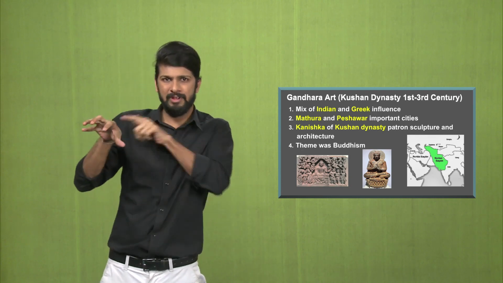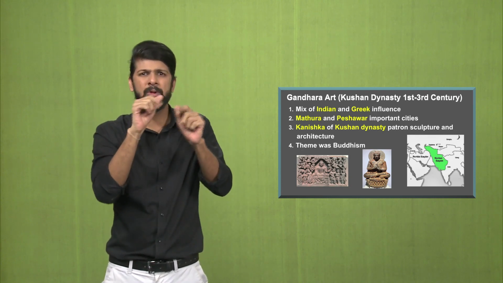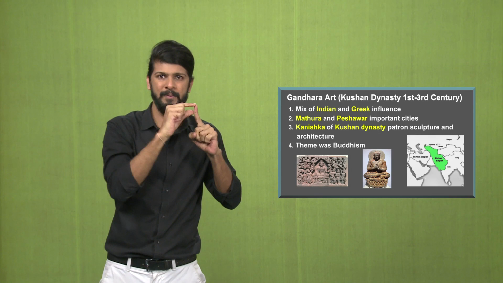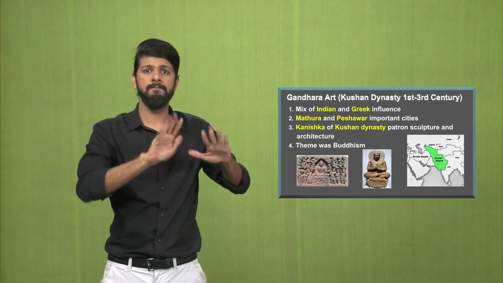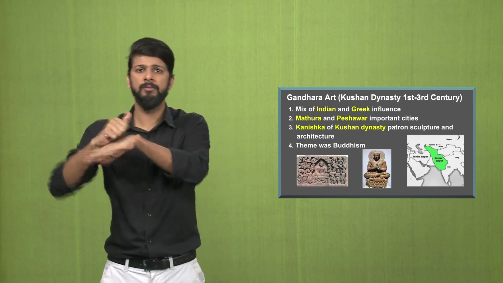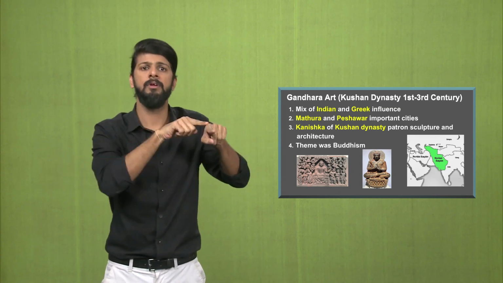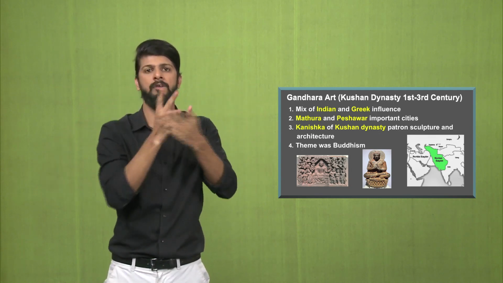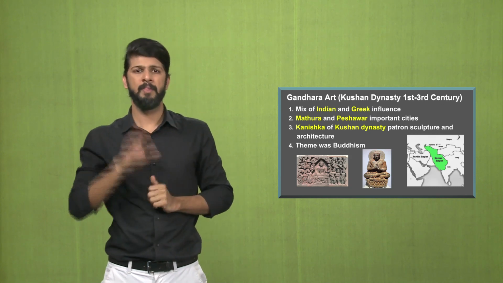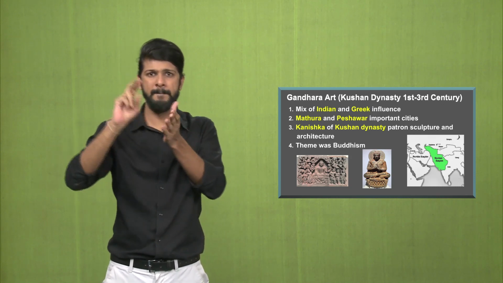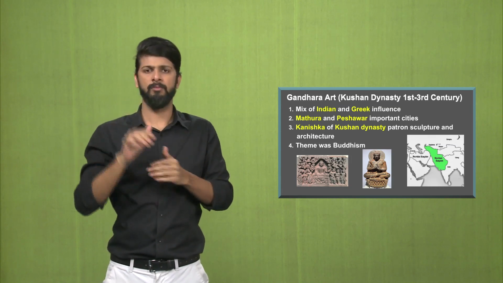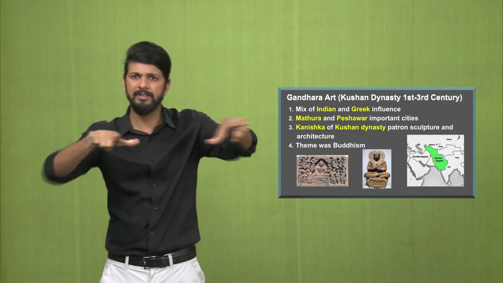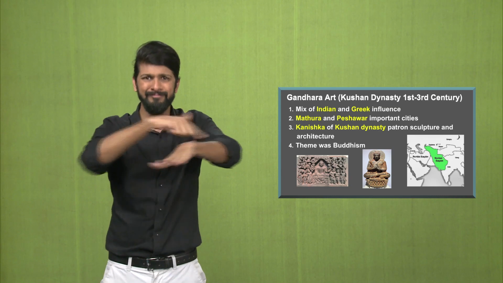The Kushan dynasty had two important cities. One was Mathura and the second one is Peshawar. These two cities were the primary cities where sculpture and artwork developed and flourished at the same time. So, they were contemporaries. The Kushan dynasty king Kanishka was a patron of sculpture as well as architecture.